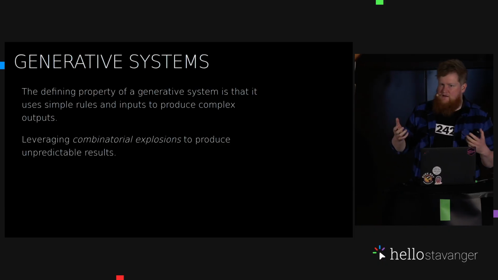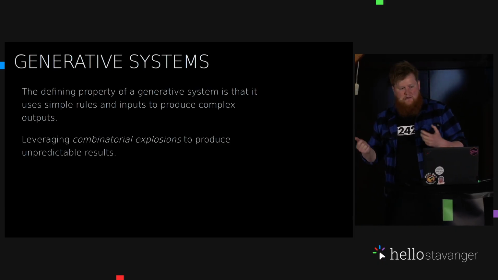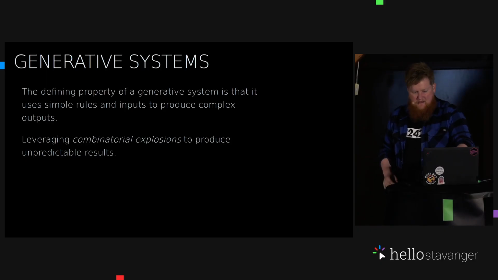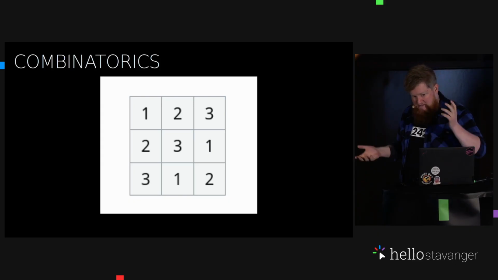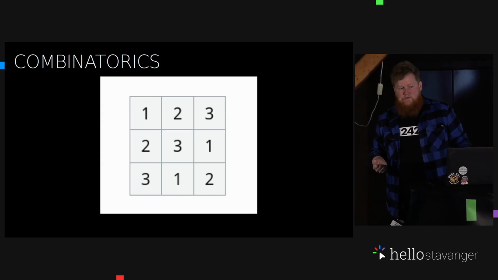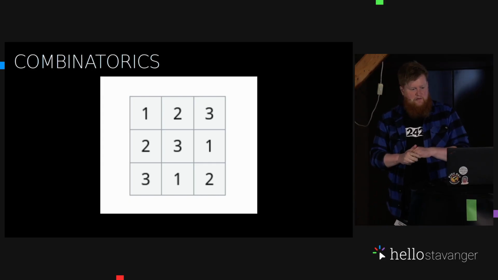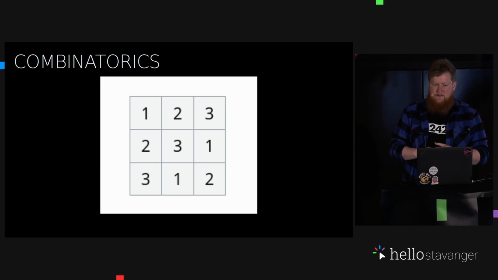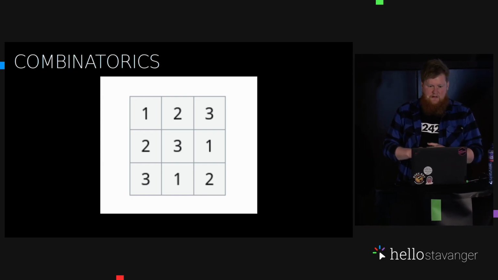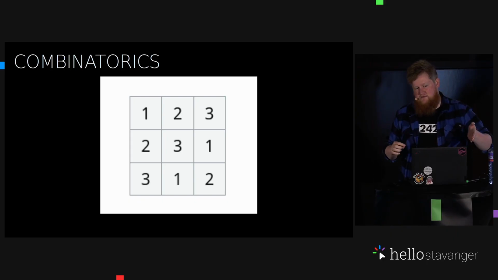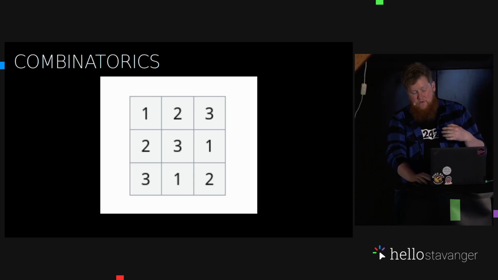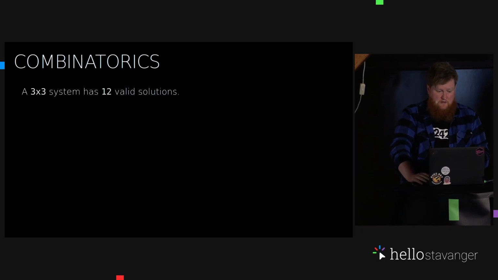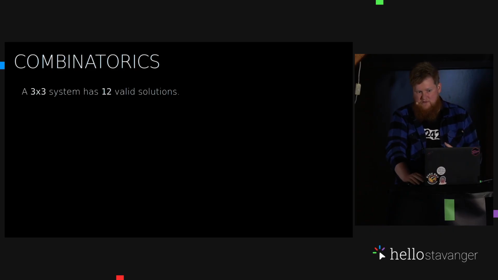And it does this by leveraging something called a combinatorial explosion. A combinatorial explosion is something from combinatorics, which is a part of mathematics. This is called a Latin square, and a Latin square is a sort of puzzle that you have to fill out in a special kind of way, where every row and every column should sum up to the same number, and no numbers are the same in every column and every row. So a 3x3 Latin square has 12 valid solutions.